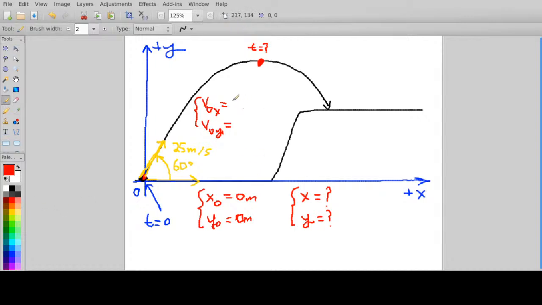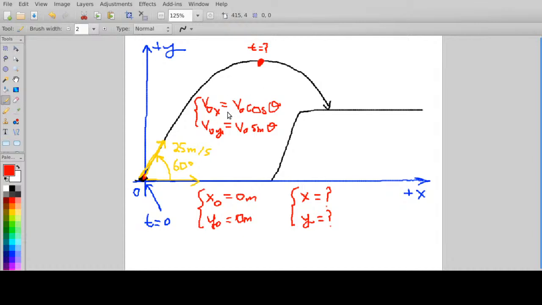And the formula is v naught x is v naught cosine theta, and v naught y is v naught sine theta. Okay, and I'll substitute in when I switch back to my text editor. But basically, that's how you go from the information that I gave you in the word problem, the velocity and direction, the magnitude and the direction, to your x and y components.